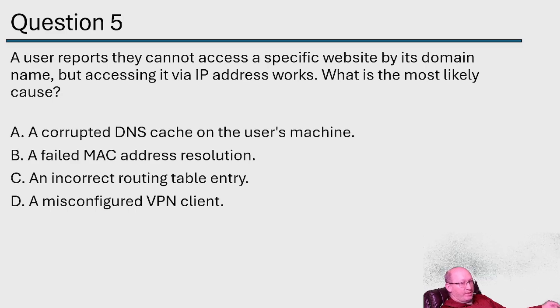It could be A or C. Which one do you think? An incorrect routing table or a corrupted DNS cache on the user's machine? I can think of one that's even better, but it's not on here. We have to answer the question based on the answers that we have access to. All right, so what do you think on this one? If you said A, you'd be correct.